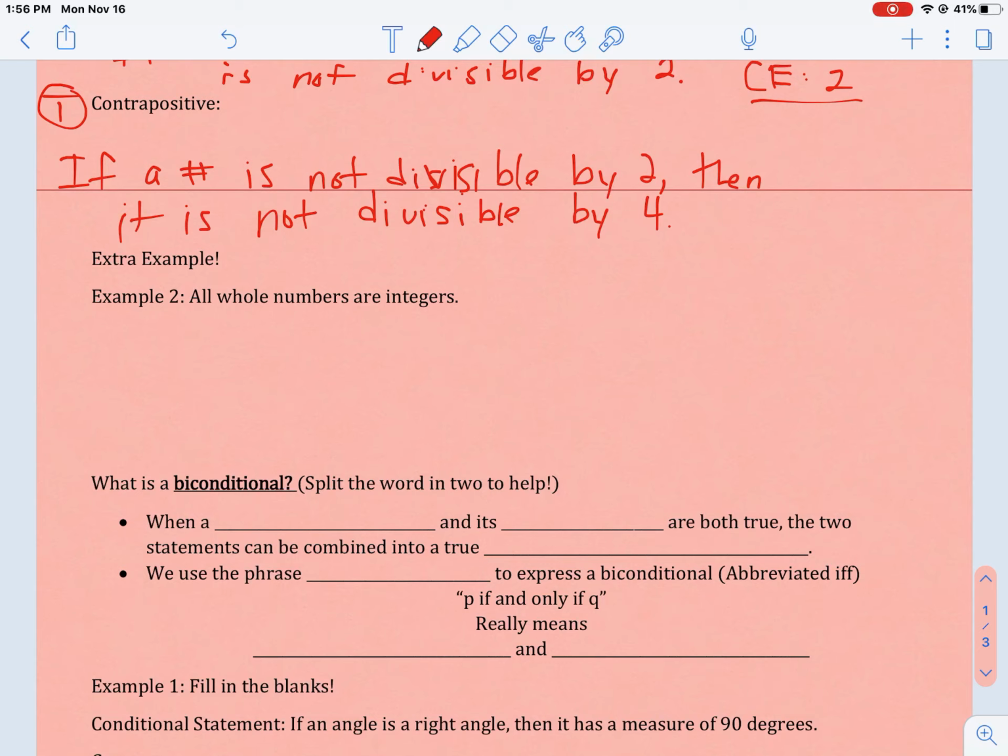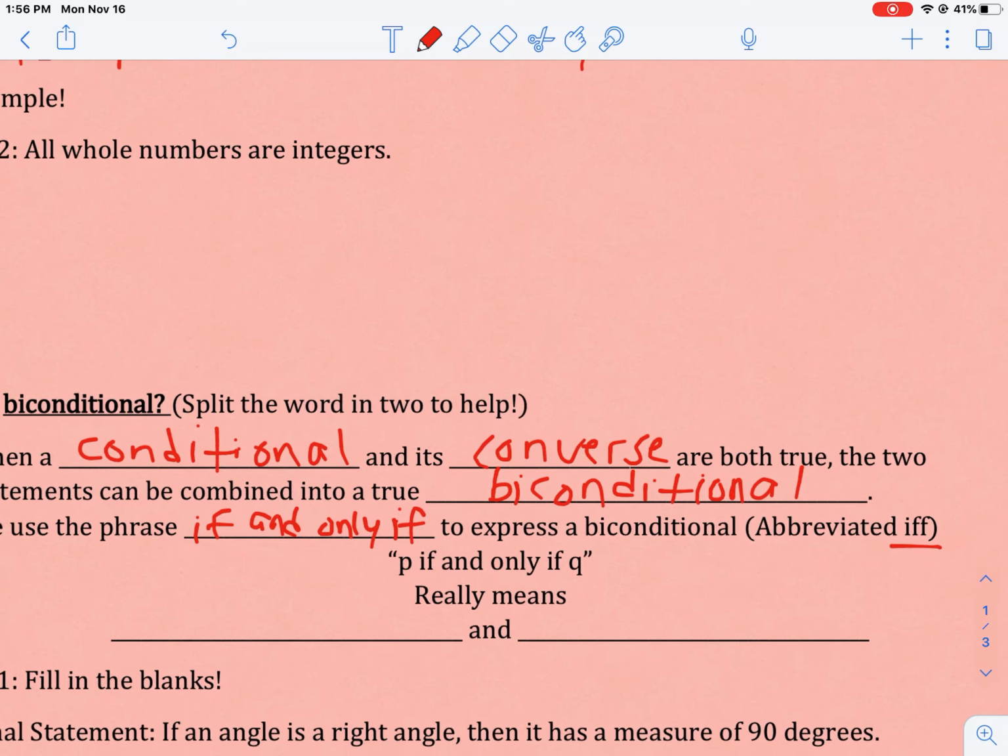Okay, so what is a biconditional? That's the whole point. We came all this way just for that. So when a conditional statement and its converse are both true, the two statements can be combined to make a biconditional. We use the phrase if and only if to express a biconditional, okay? And we abbreviate it using IFF.